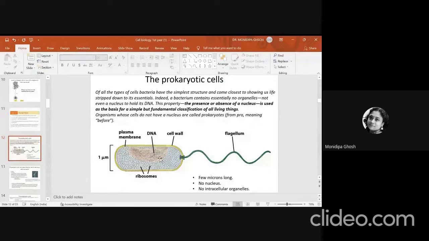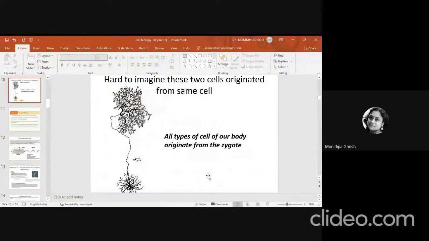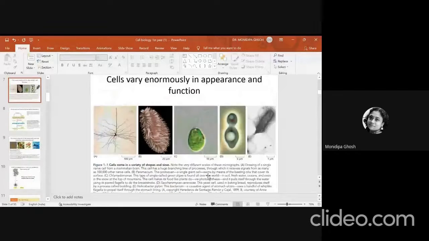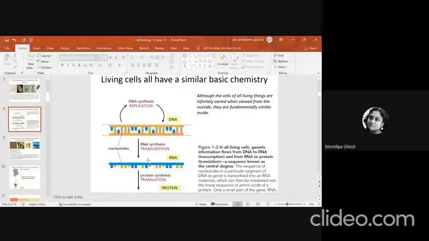What is the full form of DNA? Deoxyribonucleic acid. And the dots here are the ribosomes. Ribosome is another component of the cell which helps to transcribe the codon, meaning what genetic material is available. Let me go backward. Here you can see the DNA synthesis, replication.